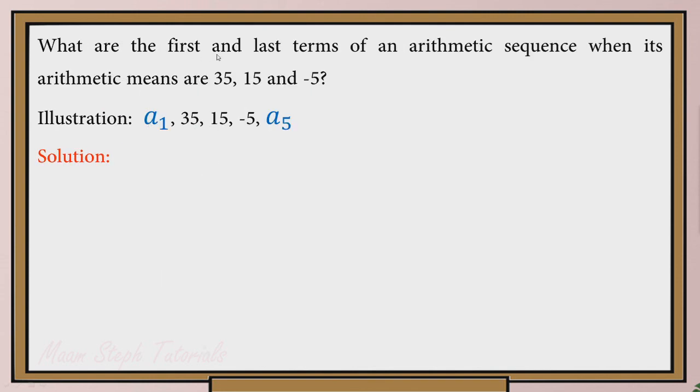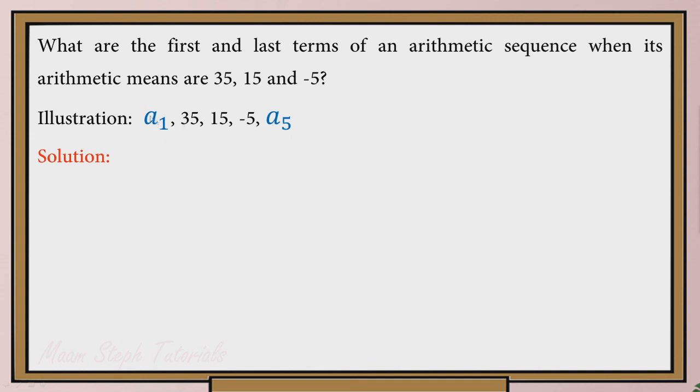Ngayon naman, what are the first and last terms of an arithmetic sequence when its arithmetic means are 35, 15, and negative 5? So, ibig sabihin, may tatlong terms na tayo. So, we have 35, 15, at saka negative 5 in between another non-consecutive terms. So, ibig sabihin, the first term is a1, tapos we will insert these 3. So, 35, 15, tsaka negative 5, tapos yung last term natin. So, yung last term ay pang-5. So, meron tayong all in all 5 terms in our arithmetic sequence.